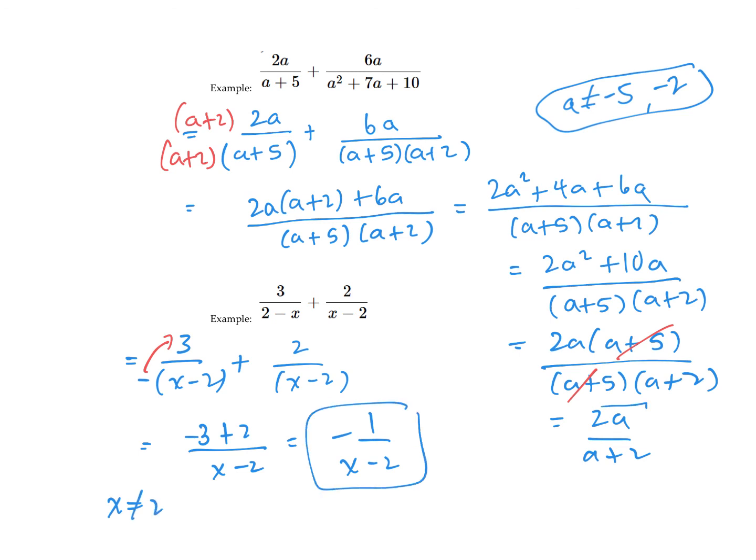So that one is a little bit tricky. Just be careful. x minus 2 and 2 minus x are not the same thing, so if you reverse one by factoring out a negative, then you can combine them together.